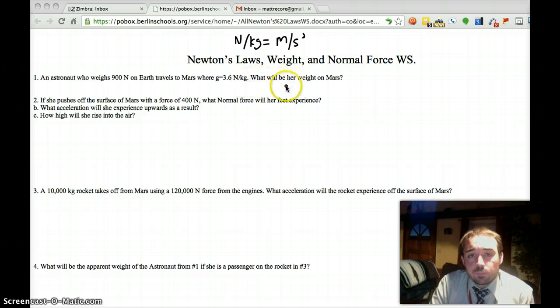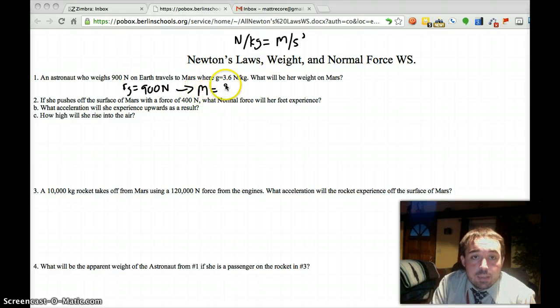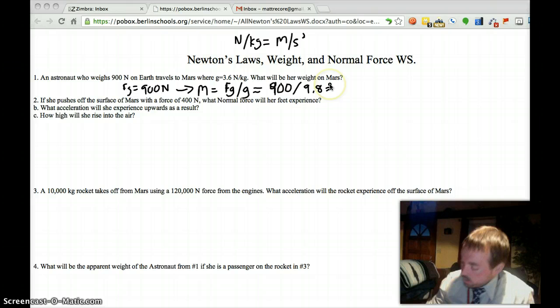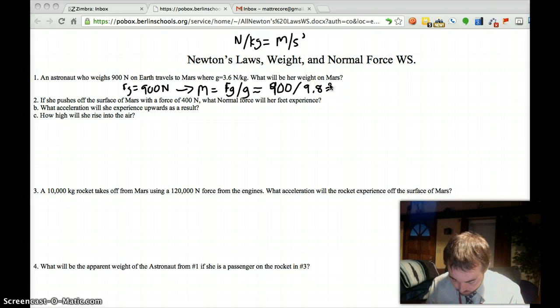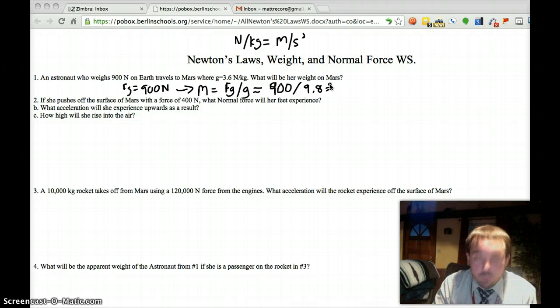So, what will be her weight on Mars? We're looking for the Fg on Mars. We know that the Fg on Earth is 900 newtons, and that allows us to get the mass. Mass is going to be the force of gravity divided by the acceleration due to gravity. So in this case, it's 900 divided by 9.8, which is 91.84.